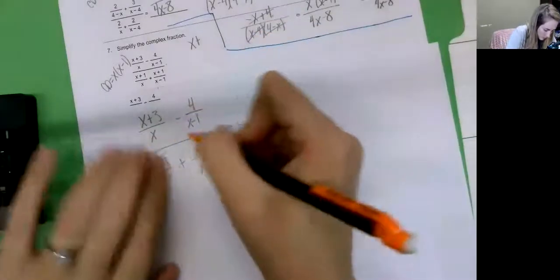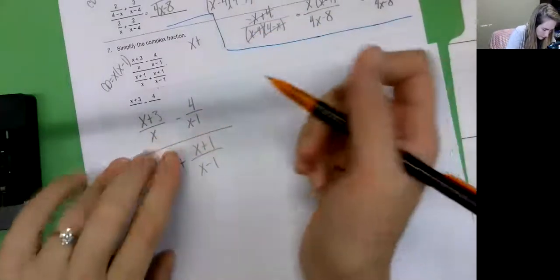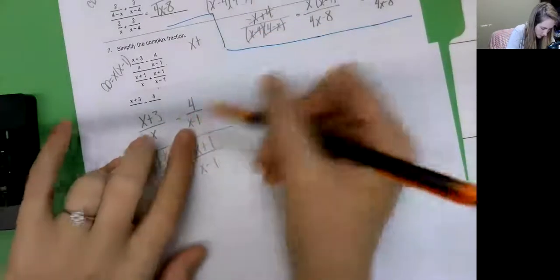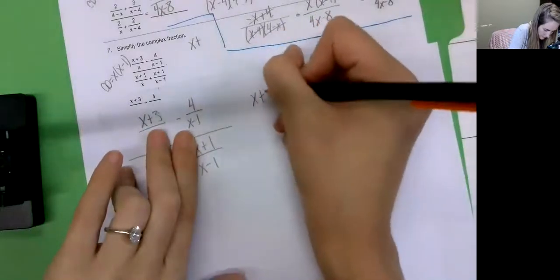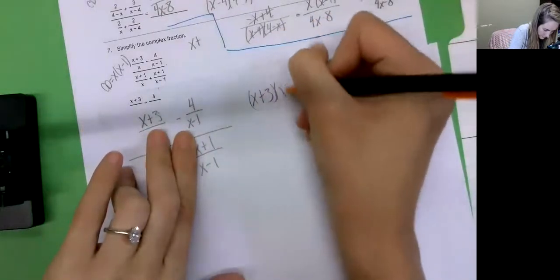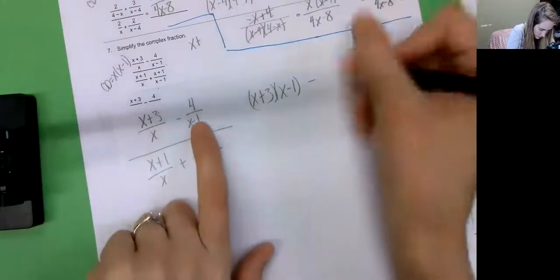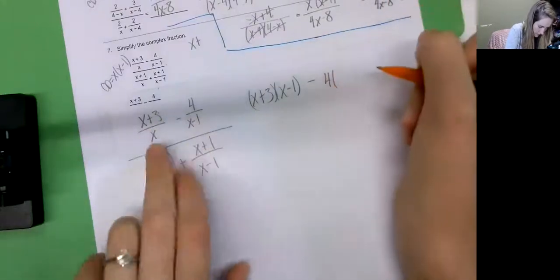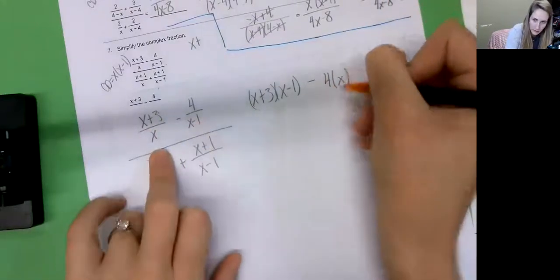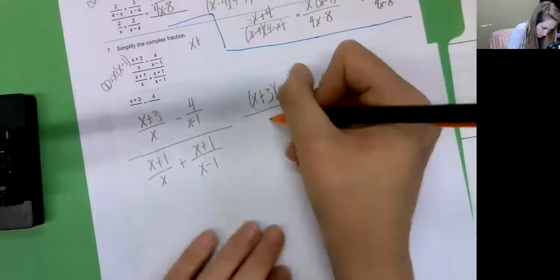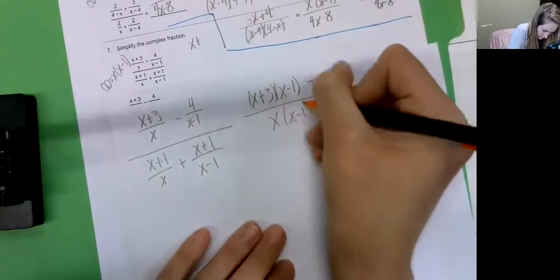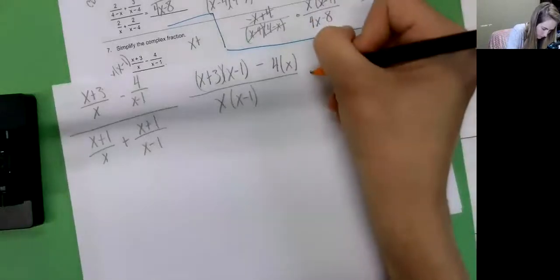So our common denominator is going to be x times x minus 1. Since this one's over x, I'm going to have x plus 3 times x subtract 1. And then all that's going to subtract 4 times this x. And all of it's over x times x minus 1. I didn't leave myself enough room to write this over here, but we're going to do it anyway.